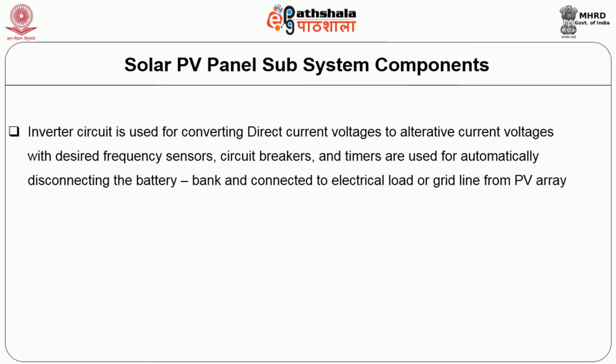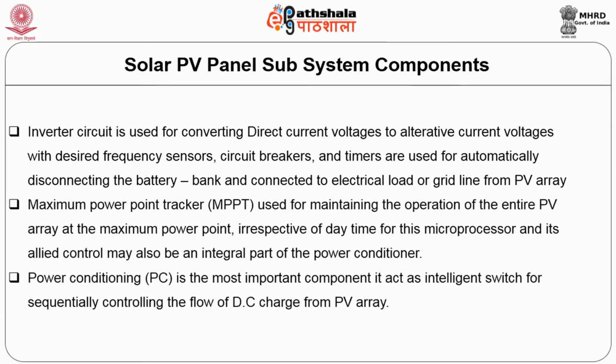Solar PV panel subsystem components. The inverter circuit is used for converting direct current voltages to alternating current with the desired frequency. Sensors, circuit breakers and timers are used for automatically disconnecting the battery bank and connecting it to the electrical load or grid line from the PV array. Maximum power point tracker, that is MPPT, is used for maintaining the operation of the entire PV array at the maximum power point.